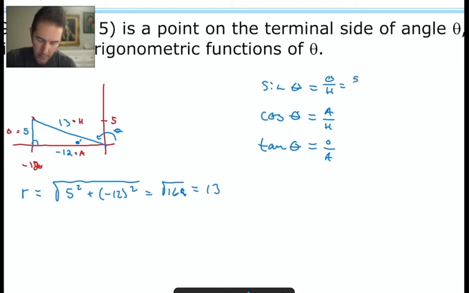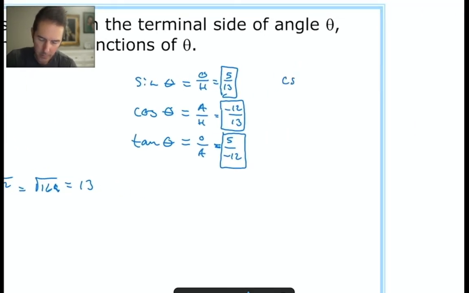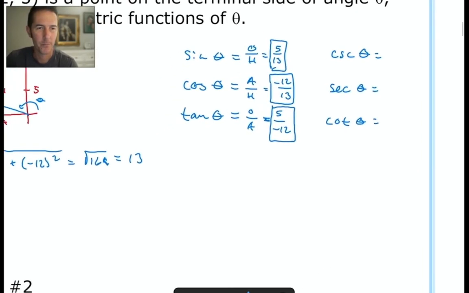So here we've got 5 over 13, negative 12 over 13, opposite is 5, that's an equal sign, over adjacent, which is the negative 12. So these are your first 3 solutions. Cosecant, secant, and cotangent are the reciprocals of those first 3 answers. I'm going to leave you to fill those in. I don't think you need me to write them down for you.